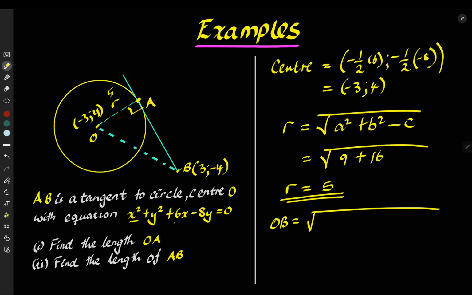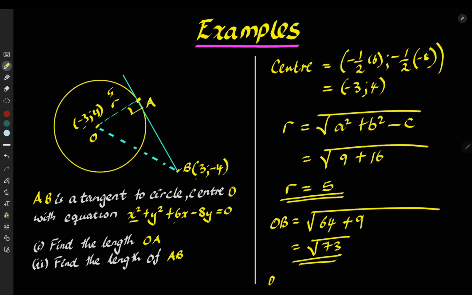So OB, you can say 4 minus 4. That will be 16. That will be 4 minus 4, it's 8. So that will be 64. 8 squared is 64. Then minus 3, that will be a 9. No, it's a plus, because that is minus 3, that will be a 9. So then that will be the square root here of 73. Square root of 73. Right, so now we have got the length of OB. Now we can do Pythagoras to get AB.